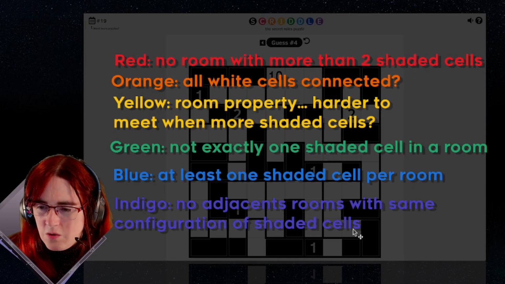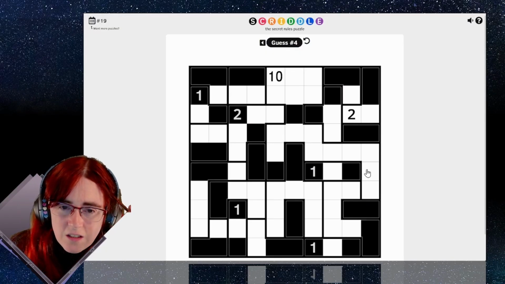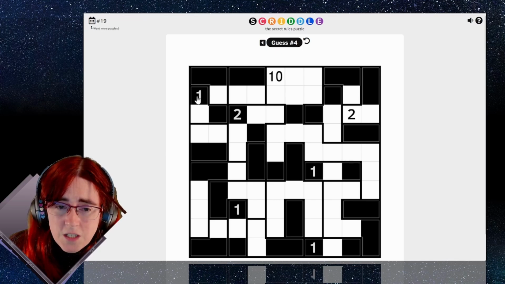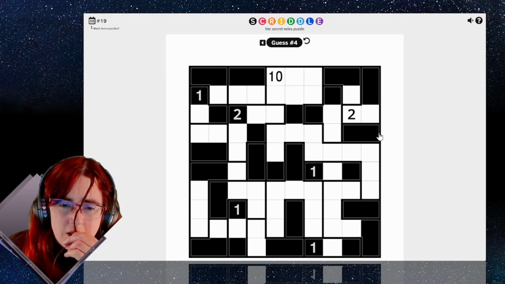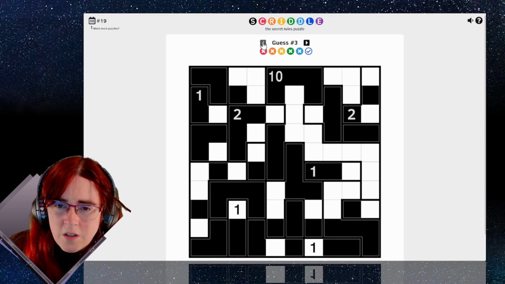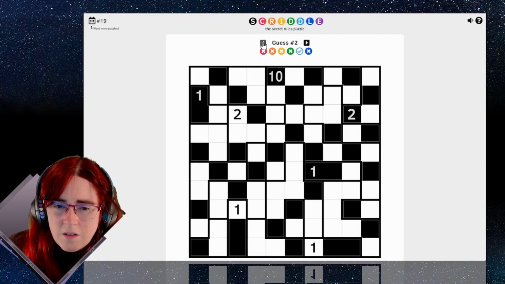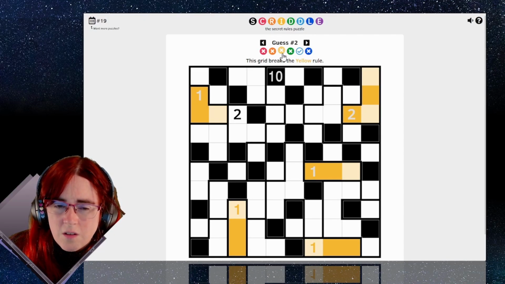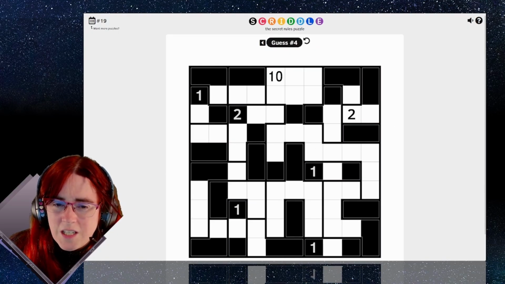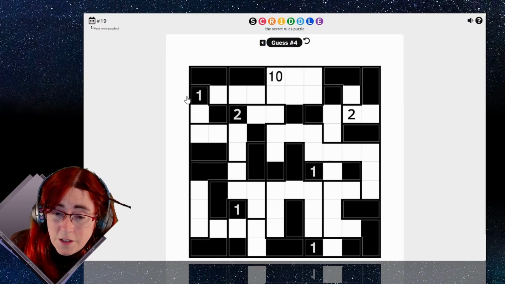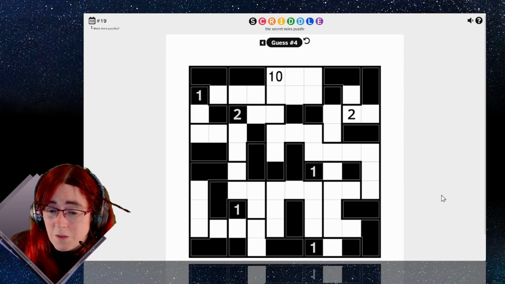And indigo, no adjacent rooms with the same configuration of shaded cells. Oh, alright, so we would fail. So this 1 and this 2 have the same configuration, so they're going to fail. Oh, that's a really harsh one. No, we can't be right on the yellow rule because... okay, I think we're trying to guess too many things at once here. So I think this is going to fail the indigo rule. I've no idea what else it's going to fail. Let's find out.